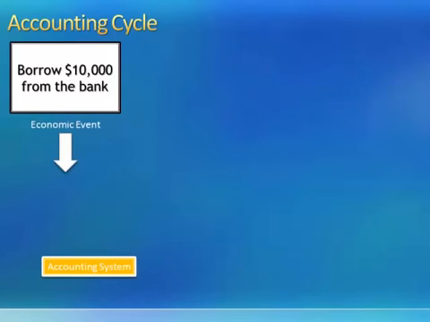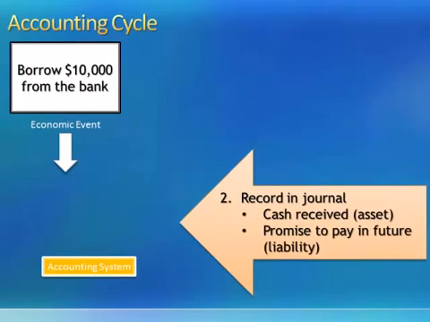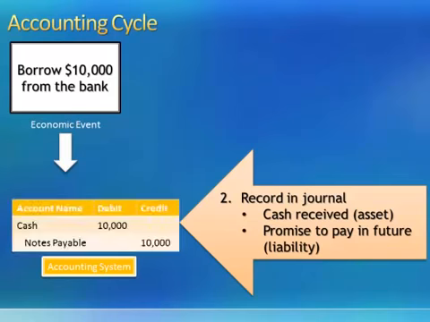Once we've analyzed the economic event, step number 2 is to record that economic event in the journal. To record the economic event of borrowing $10,000 from the bank in the journal, we debit cash and we credit notes payable.